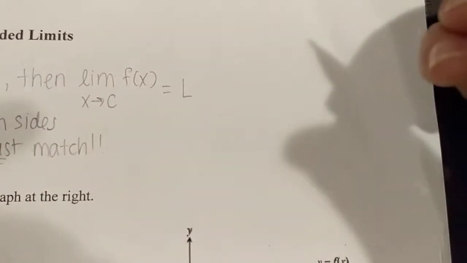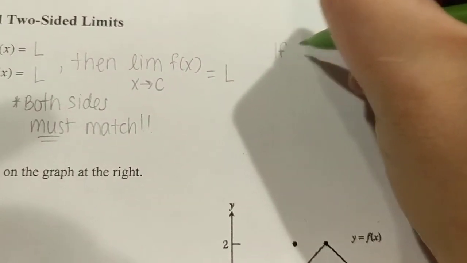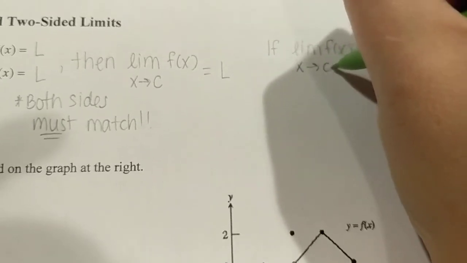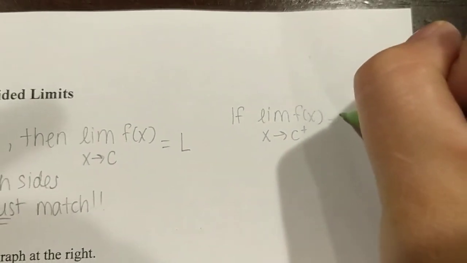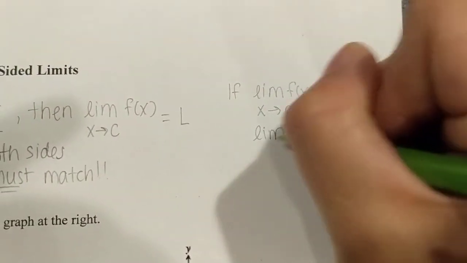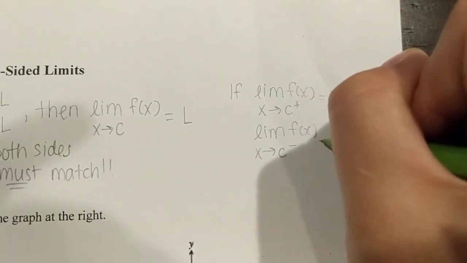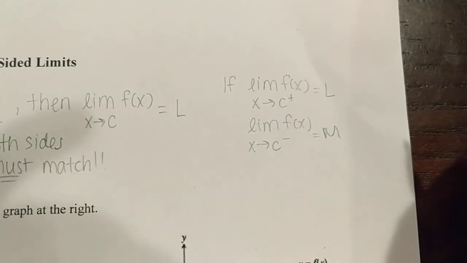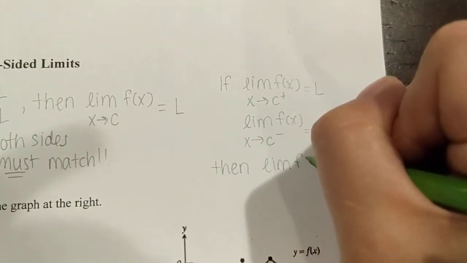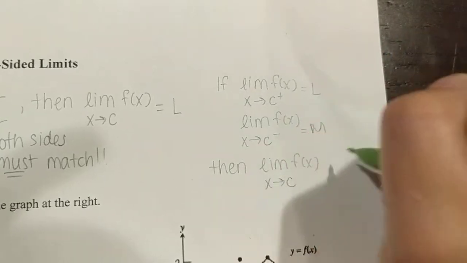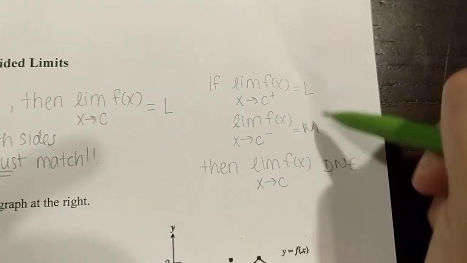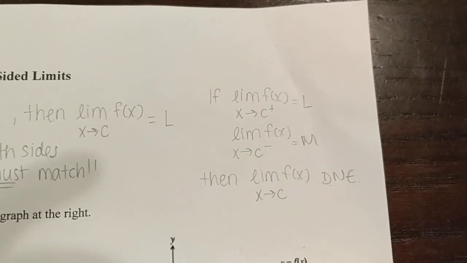So we're going to write a second statement over here, and it says if the limit of f of x as x approaches c from the right is L, and the limit of f of x as x approaches c from the left is M, then the limit of f of x as x approaches c does not exist. Okay, those two don't match, then the limit does not exist.